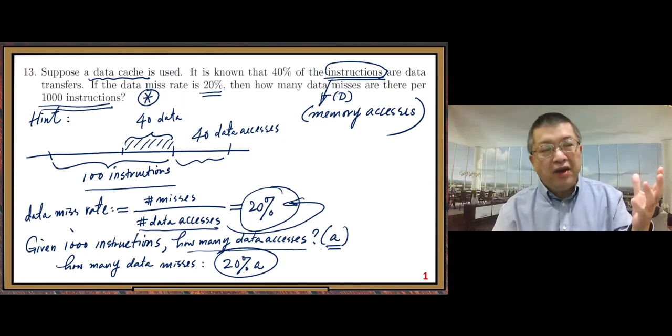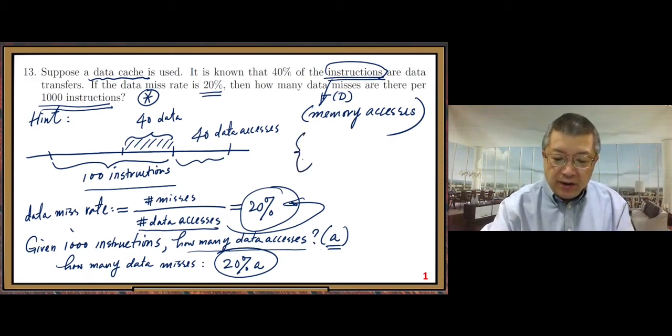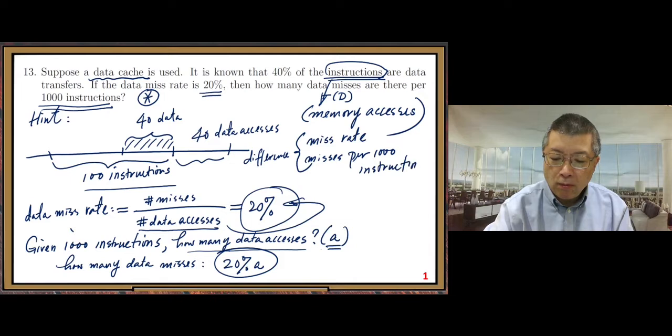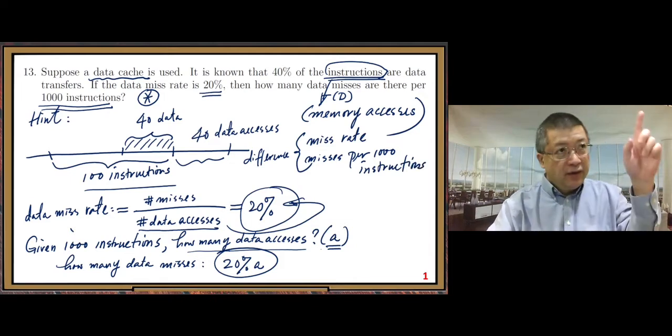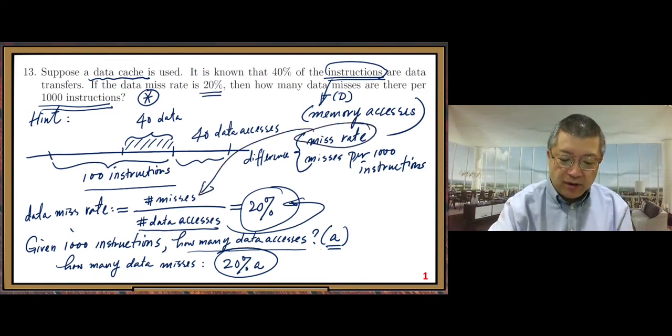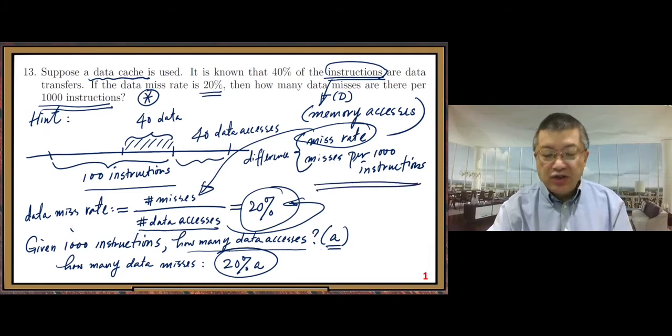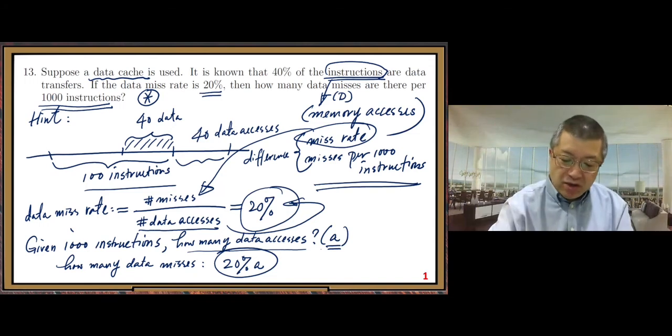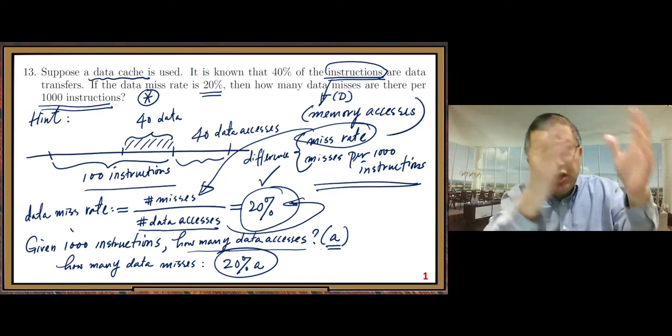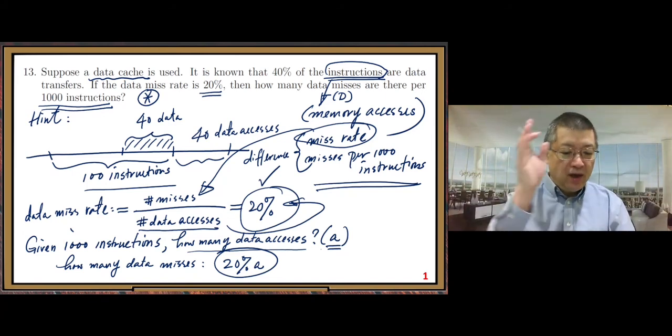The main thing here is to understand the difference between these two concepts: miss rate and misses per 1,000 instructions. The miss rate you have by the formula definition. For misses per 1,000 instructions, given 1,000 instructions, you use the miss rate number to calculate the number of misses. That's all you need to do. So that's question number 13.